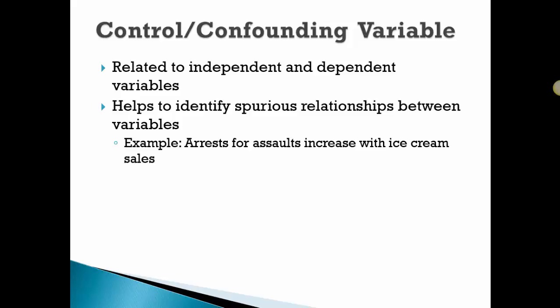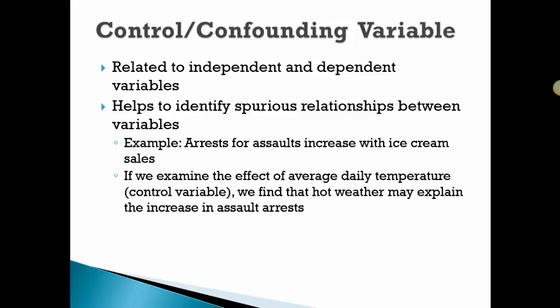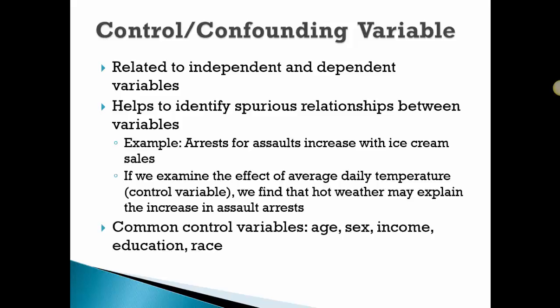There's no reason for arrests for assaults to increase when ice cream sales go up. So we start to think about a control or a confounding variable. If we examine, for instance, the effect of the average daily temperature as the control variable, we'll find that hot weather may actually explain the increase in the assault arrests rather than the ice cream sales. Common control variables include age, sex, income, education, race.